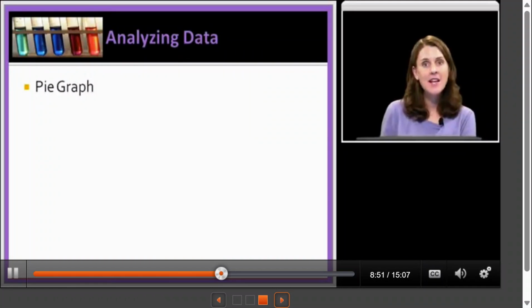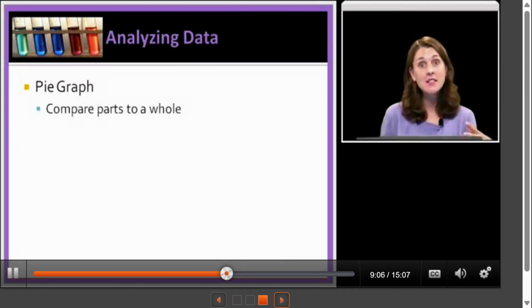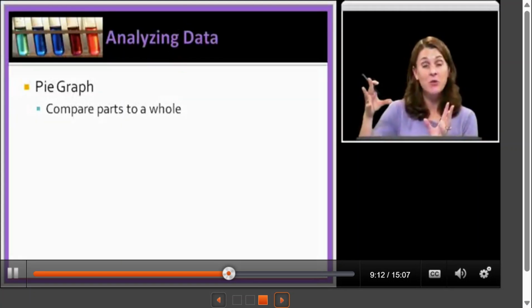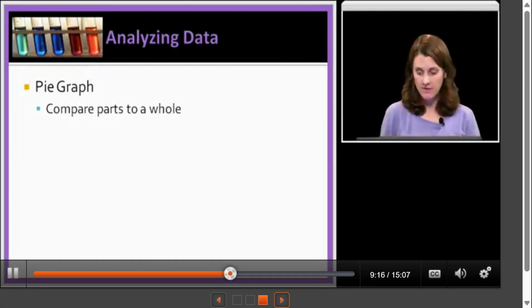Okay, the last type of graph is a pie graph, and the example we're going to look at is not related to our experiment because it's kind of difficult to do a pie graph for our cookie example. So we're going to look at a different example just so we understand what a pie graph is. Basically, it's used to compare parts to a whole. It's just a circle, with sections within that circle to compare parts to the whole circle.